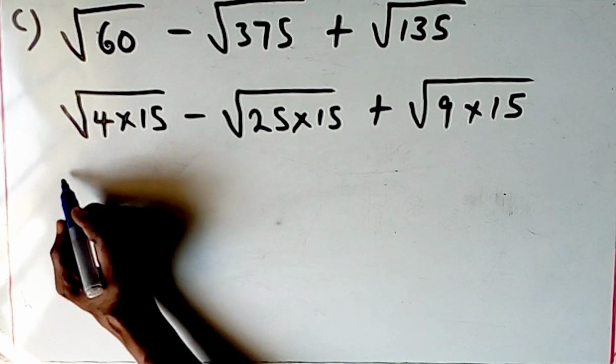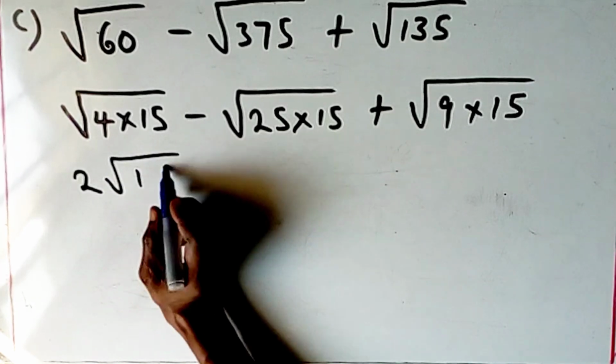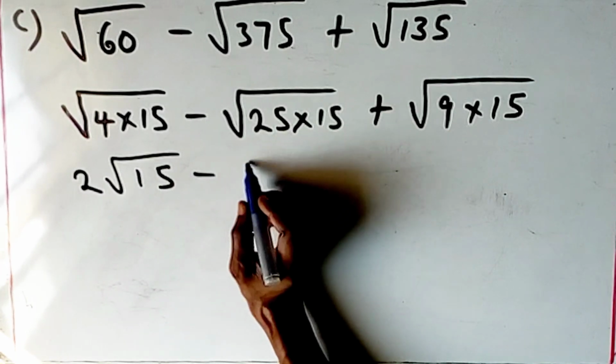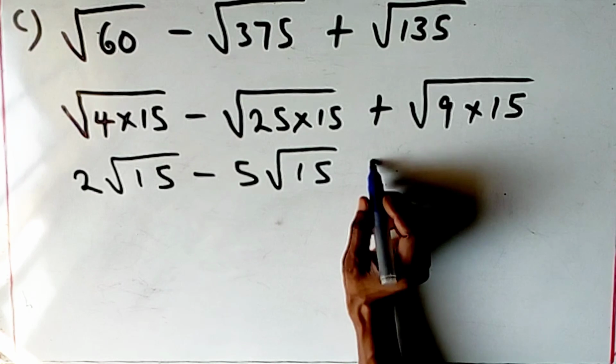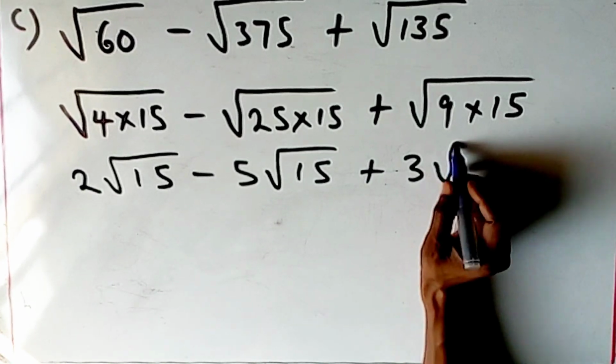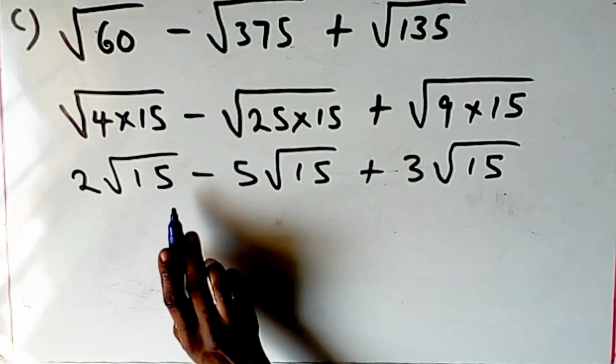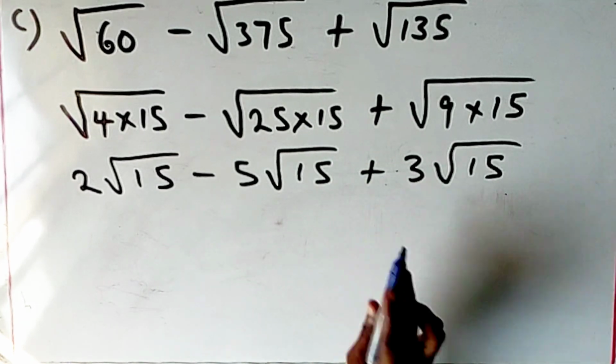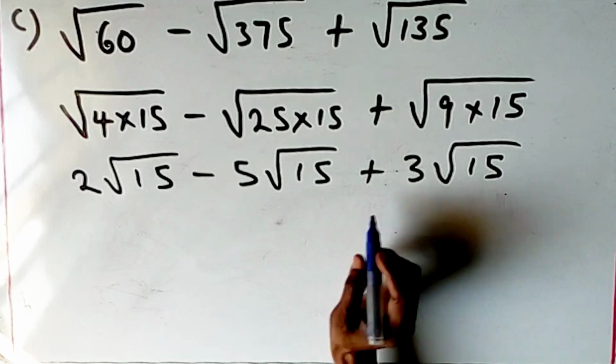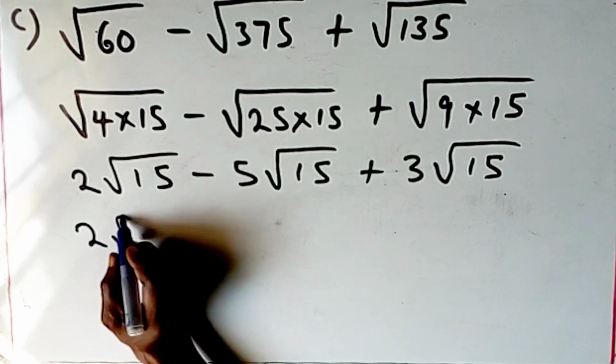Square root of 4 is 2 root 15, minus square root of 25 is 5 root 15, plus square root of 9 is 3 root 15. So then you can see root 15, they are all similar. So using our BODMAS, let's bring the positives closer.